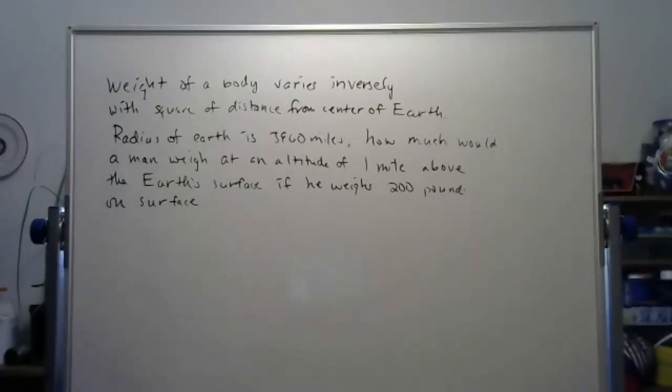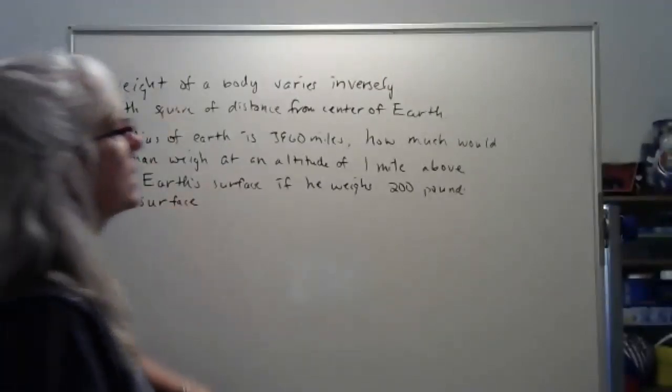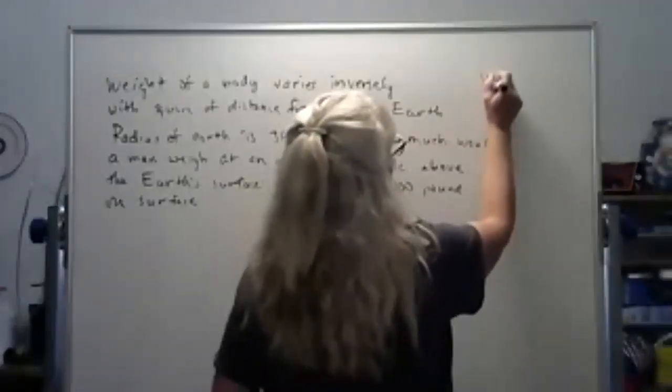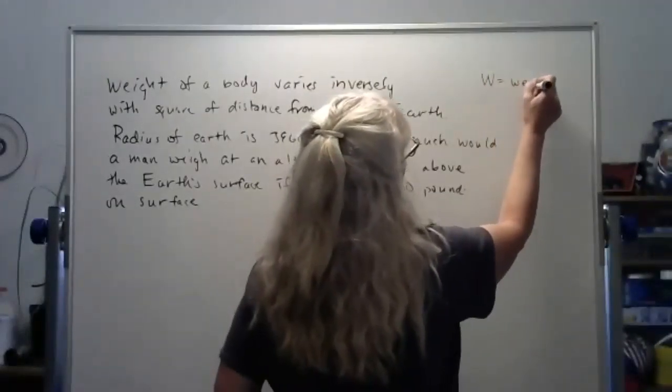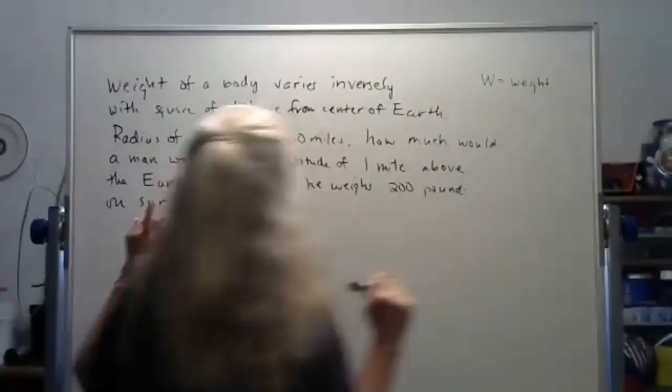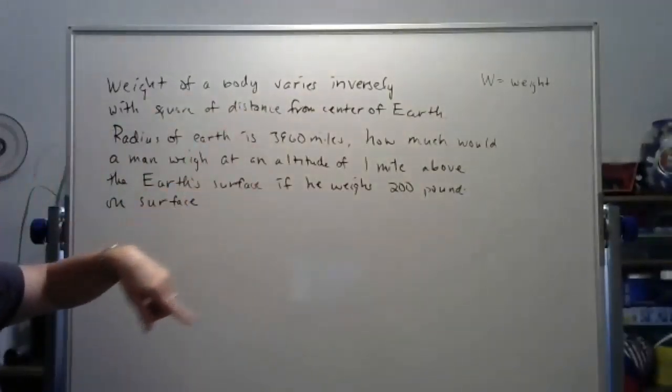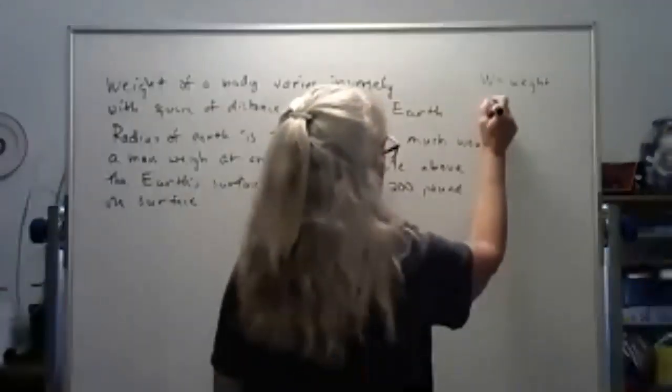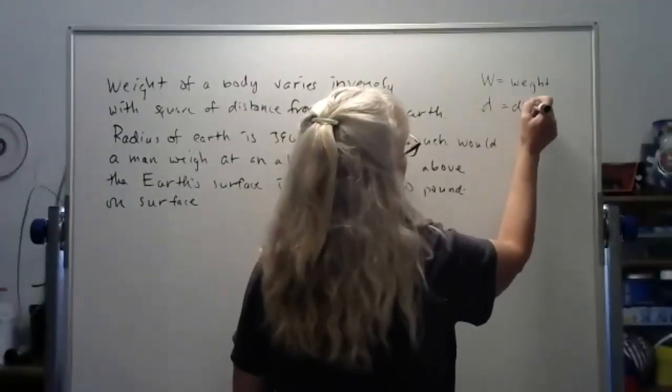Okay, so we need some variables. So we're going to define some variables because it talks about the weight of the body. I'm going to let W equal the weight. And because it talks about the distance from the center of the Earth, we'll use D for distance because it's just convenient.